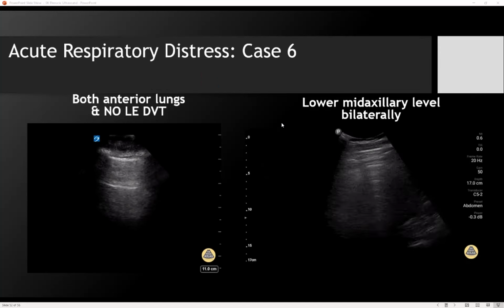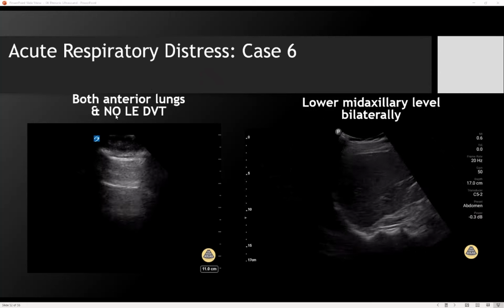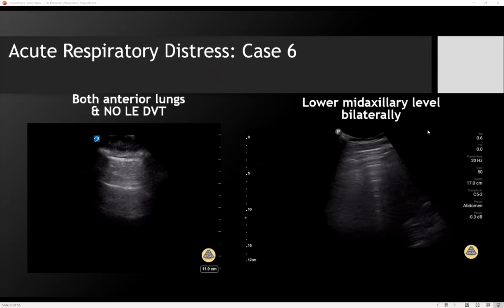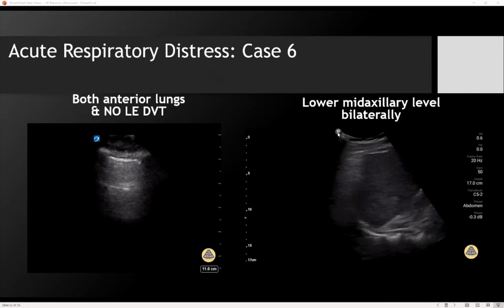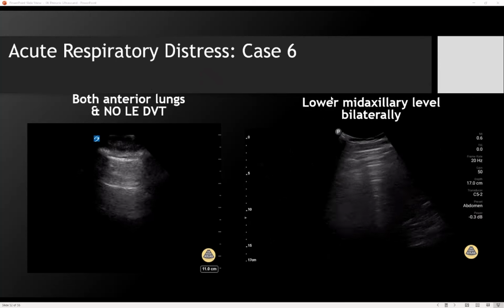Marva, can I put you on the spot? This is a patient who has this in both anterior lungs and this in the lower mid-axillary level bilaterally, and is coming in with acute respiratory distress. This is also maybe a little tricky.